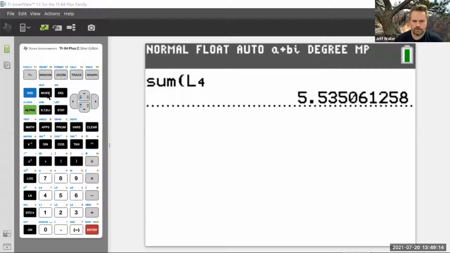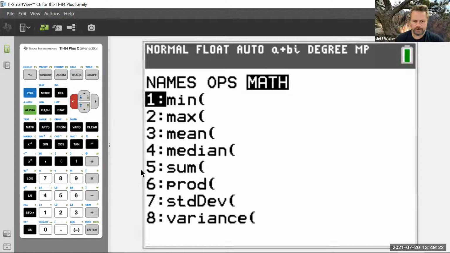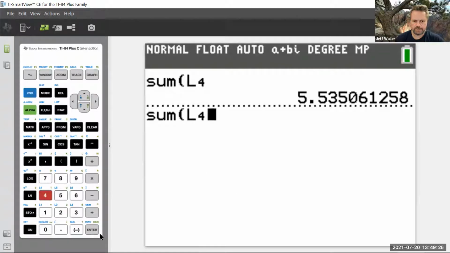Oh, too many buttons. So you go second stat to go to list, because I want to do something to a list. I want to do math on a list. I want to sum the list up. And then you got to tell it which list.